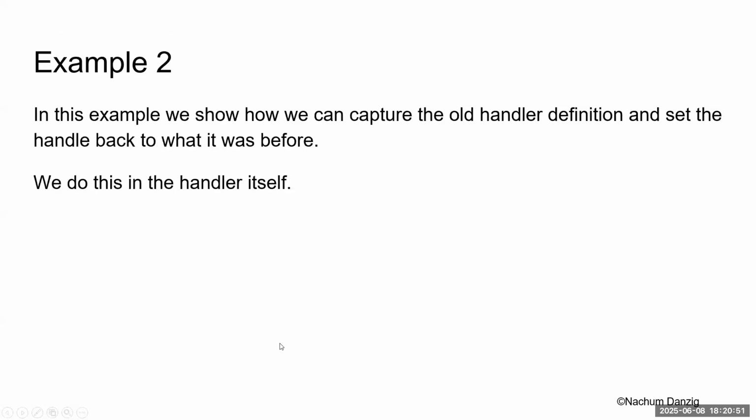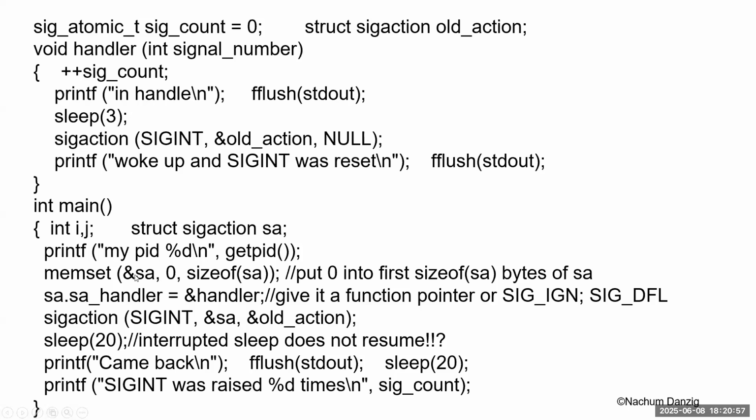Okay, example 2. Now we're gonna capture the old definition, set the handler back to what it was before. So look what we do here. We again have our SA, sigaction type. And we put the handler in, but here we actually put the old action in. Old action is global, it's also the same type, we made it global. Why do we make it global? Because we want to use it in this function too.